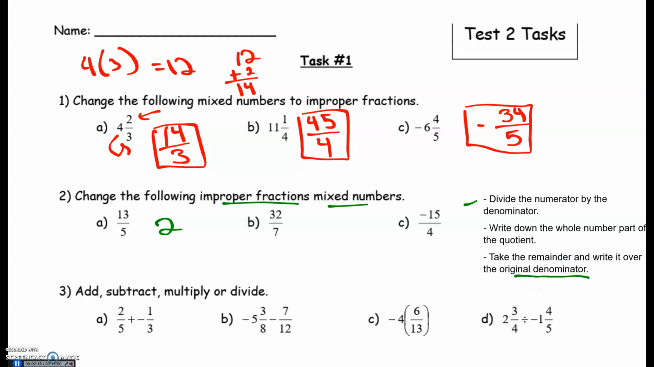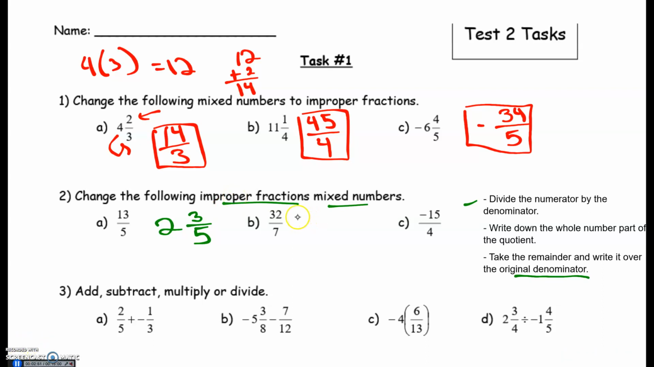So 5 times 2 gives us a product of 10, and 10 is 3 units away from 13. So I keep that remainder of 3, and I keep the denominator of 5. So again, 5 divides into 13 2 whole times. It leaves a remainder of 3, because 13 minus 10 gives us 3. So that remainder is 3, which goes in the numerator, and we keep the denominator as 5. Alright, now we're going to do the same thing for the next 2.